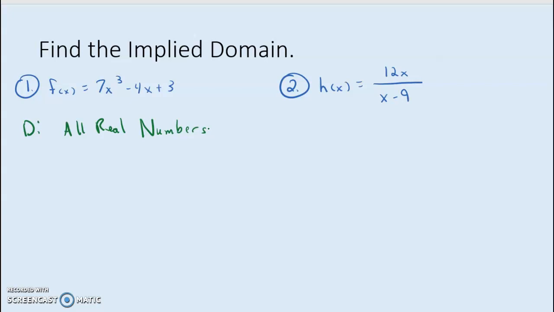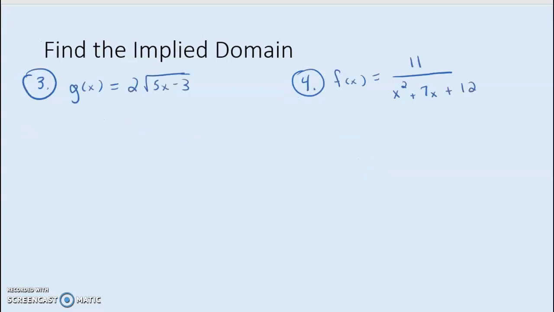The second one, h of x equals 12x over x minus 9. Let's ask ourselves those two questions. Does it have a denominator with an x in it? The answer is yes. So we set up that denominator, x minus 9, not equal to 0, because we don't want the bottom to be 0. If we solve that, we get x does not equal 9. We treat the not equals just like an equals when we solve it. So we can use any number we want except 9. Every other number we plug in gives us an output, but 9 makes it undefined, so we have to throw that out.